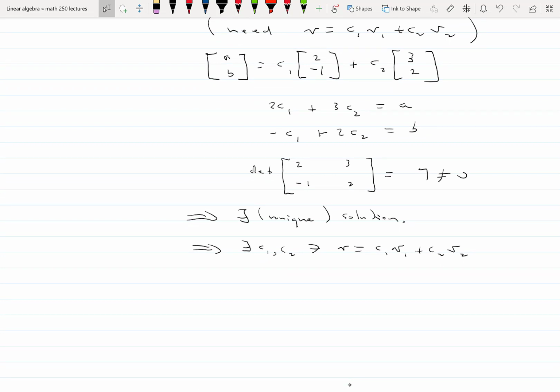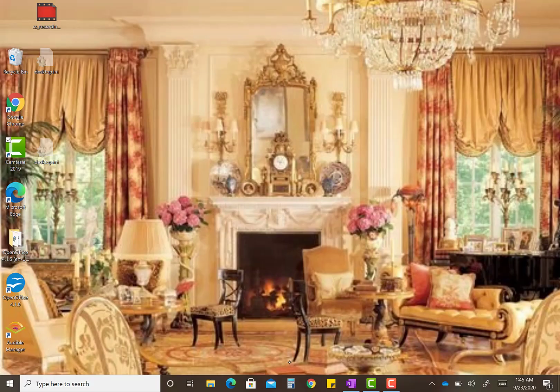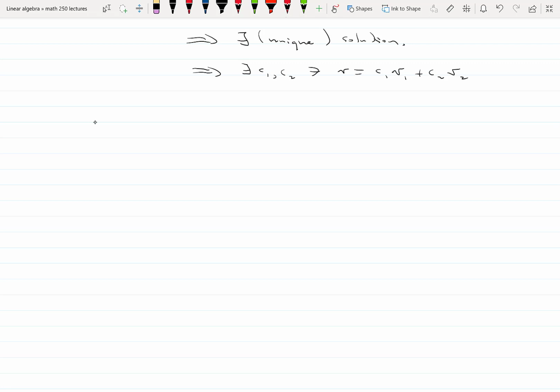So, linear independence and spanning implies that we have a basis, so that the vectors V1 and V2 form a basis for R2.